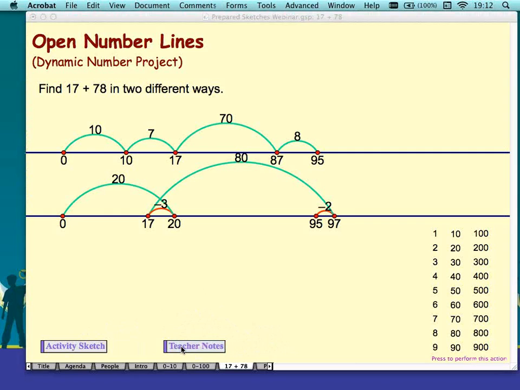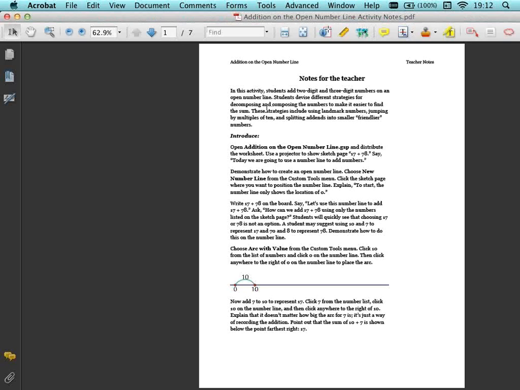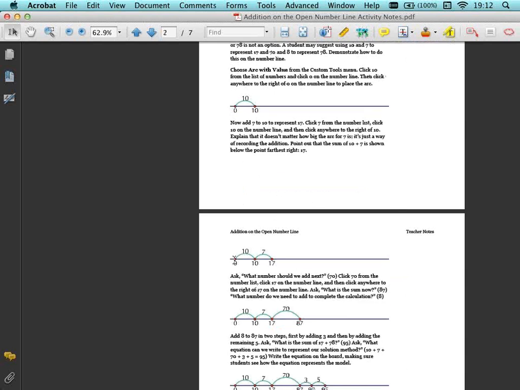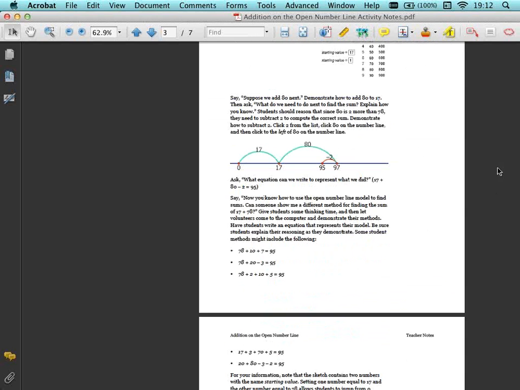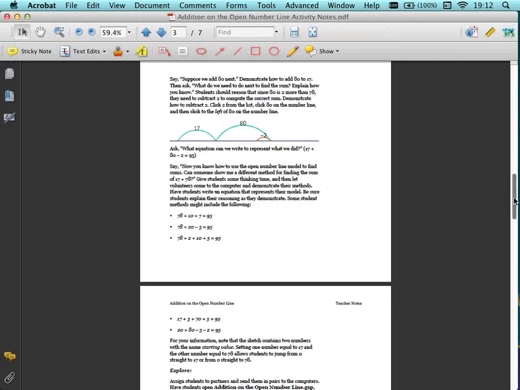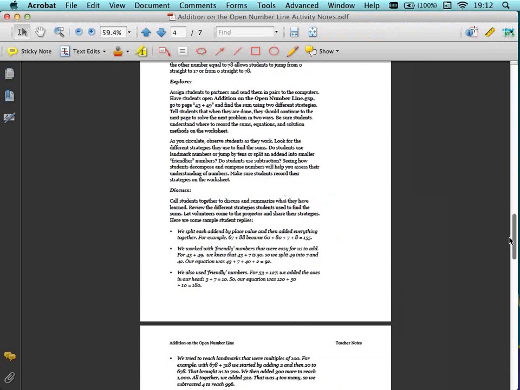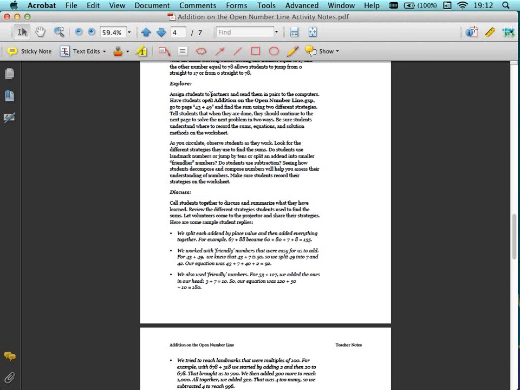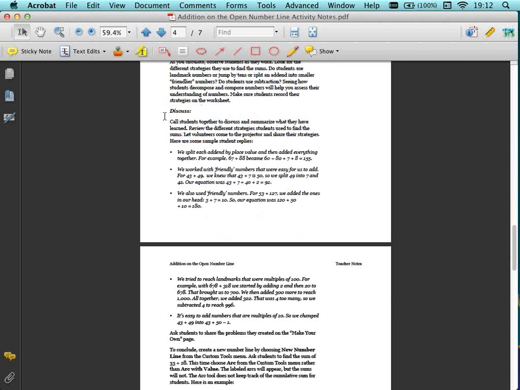I want to show the teacher notes, because in addition to the worksheet, we have extensive teacher notes that detail, for instance, how to introduce the activity to the whole class, how to demonstrate for them how to use the sketch, and then if it's an option for you, if you're able to do this with students at the computers themselves, what to have students do at computers if you have enough of them, and then some suggestions about the class discussion that you ought to lead at the conclusion of the activity. So call the students together, summarize what they've learned.